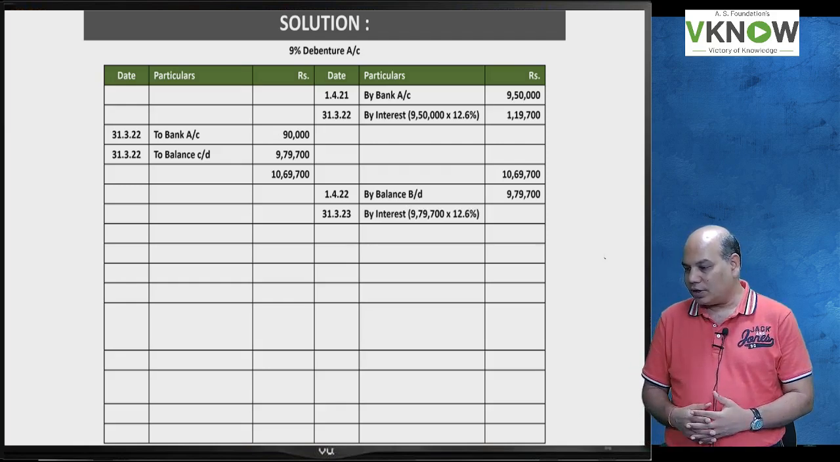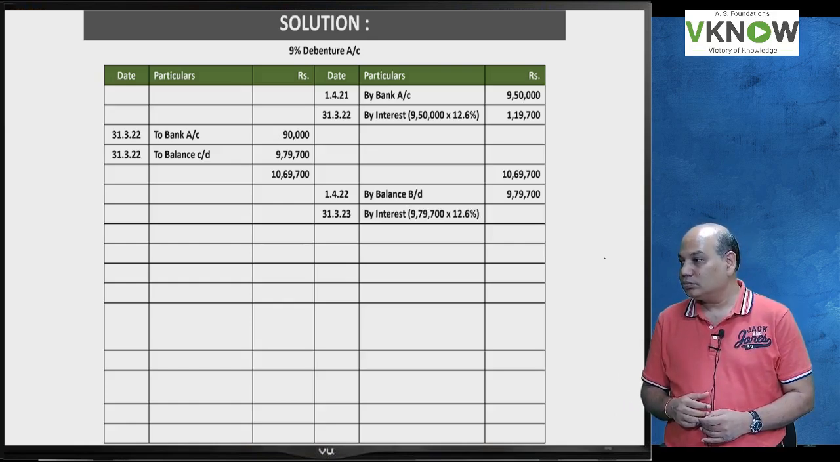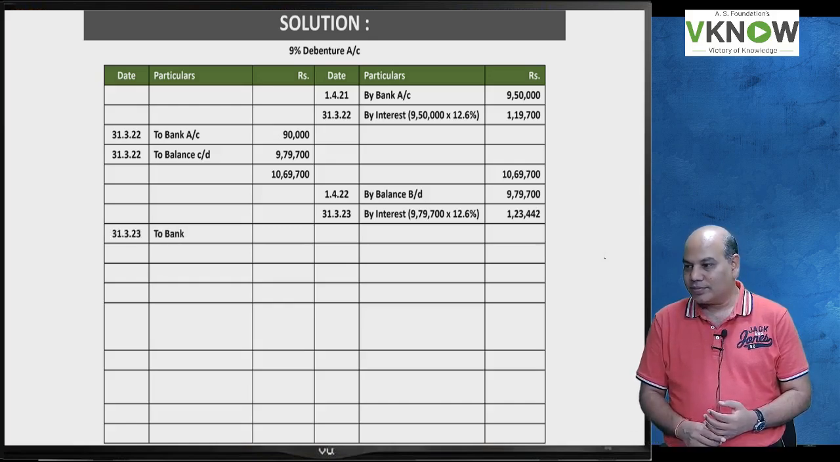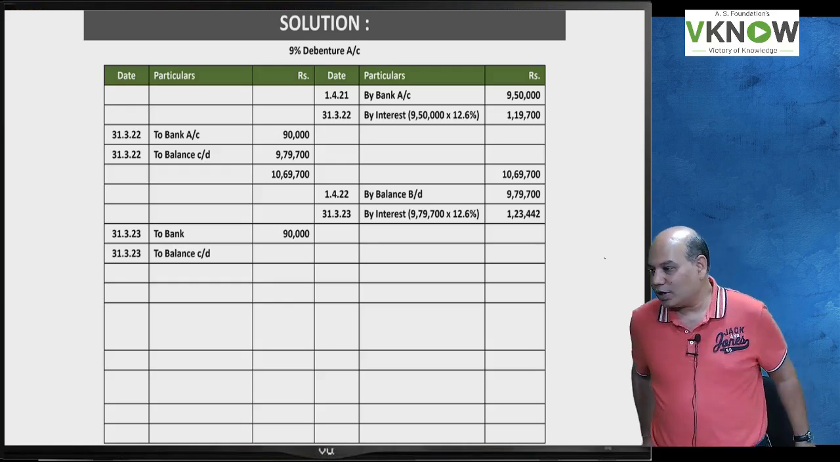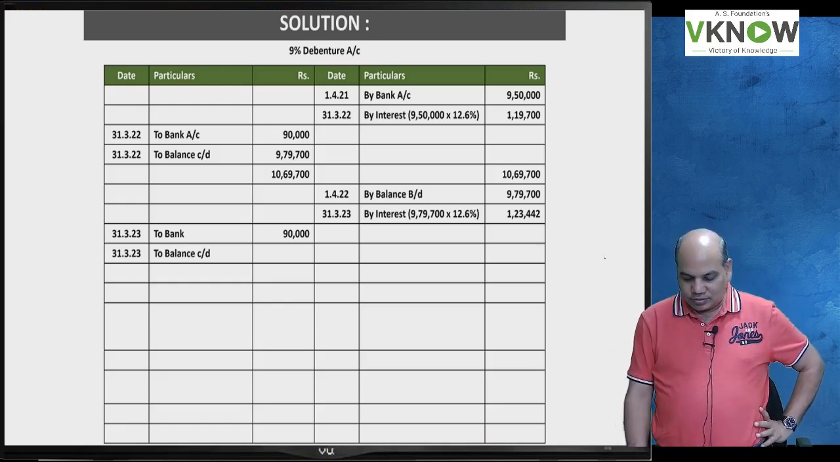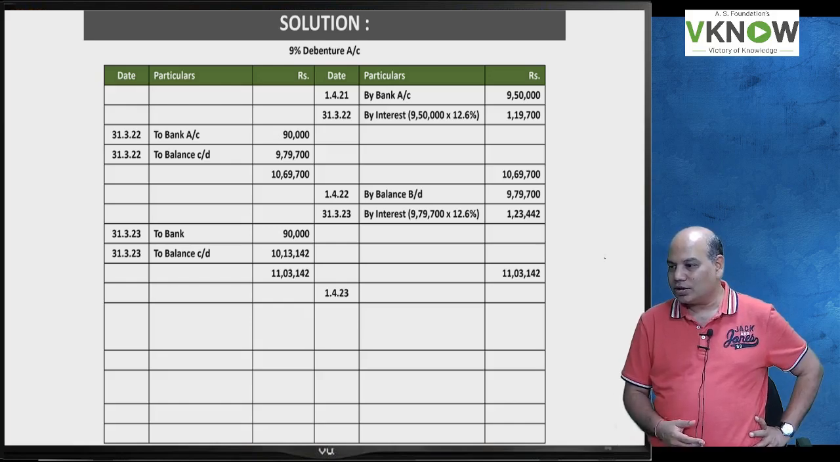Now what about second year finance cost? It will be opening balance into effective rate again. It will keep changing. First you do it, I'll again explain. Anybody? 123,442. Very good. Next line, debit side, to bank, 90,000. To balance carried down. Come on. Don't remove the number from the calculator. Yes, 10,13,142. Learn to use your calculator in such a manner that you don't have to remove it. Still you can get the next number.